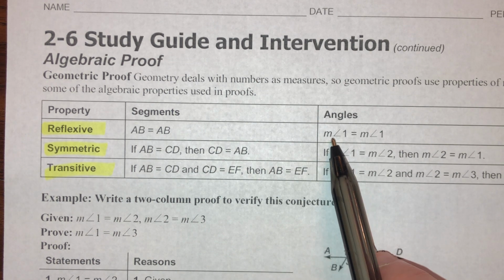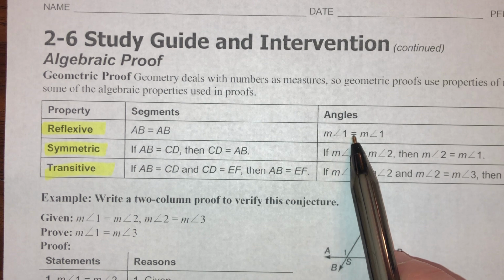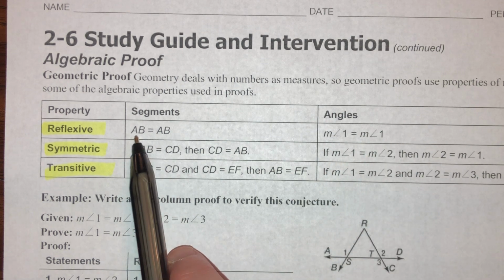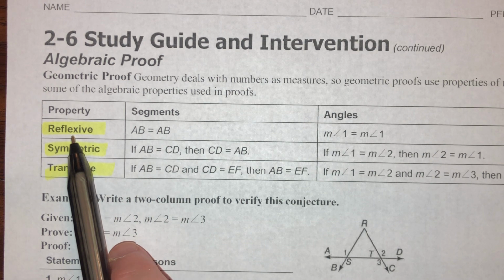So for example, the measure of angle 1 equals the measure of angle 1. They look exactly the same. AB equals AB. That's the reflexive property.